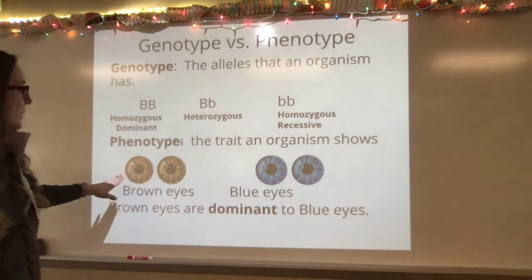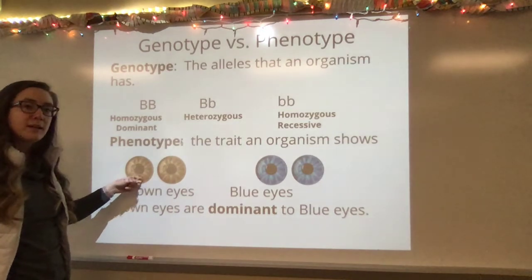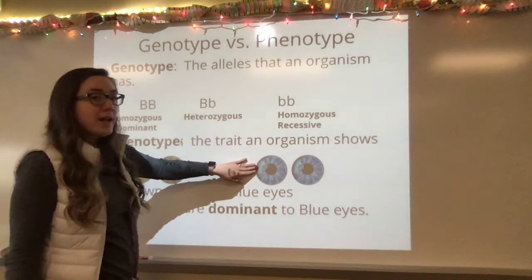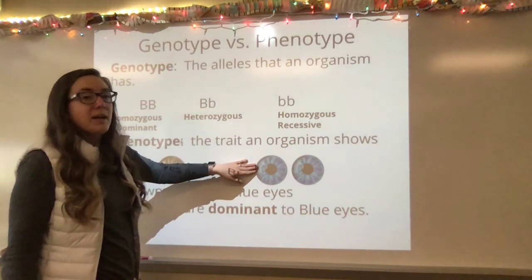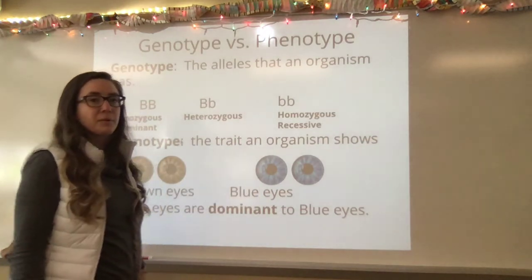So in this case, if you have brown eyes, you have the dominant gene to code for melanin, which is going to produce that brown pigment. If you have blue eyes and you do not have a functional gene for melanin, the gene that you have inherited is not going to create that proper protein.